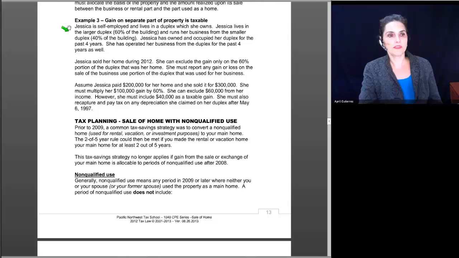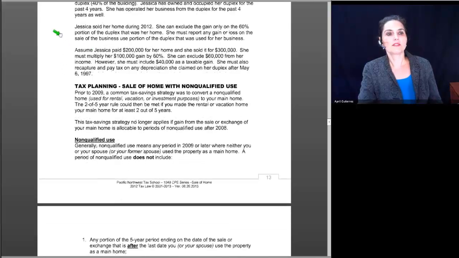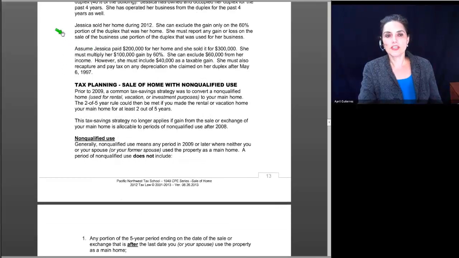And here's an example of how that would work, where the gain on the separate part of the property is taxable. Jessica is self-employed and lives in a duplex that she owns. Jessica lives in the larger part of the duplex, which is 60% of the building, and then she runs her business from the smaller part, which is 40% of the building. Jessica has owned and occupied her duplex for the past 4 years, and she has operated her business from the duplex for the last 4 years as well. Jessica sold her home in 2012. She can exclude the gain only on the 60% portion of the duplex that was her home. She will need to report any gain or loss on the sale of the business use portion of the duplex that was used for her business.